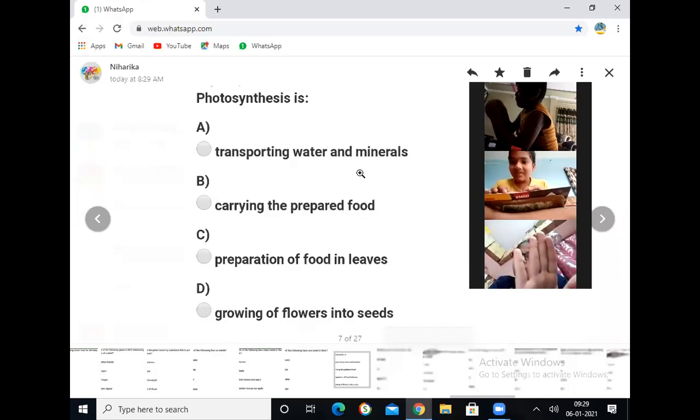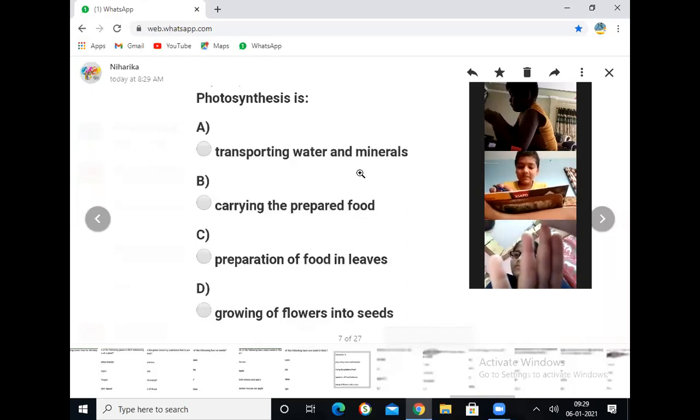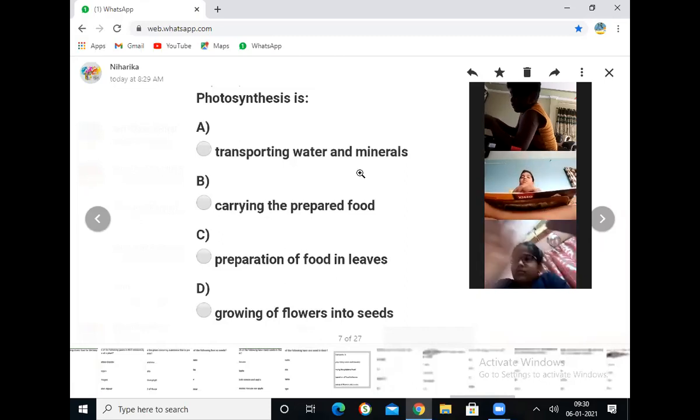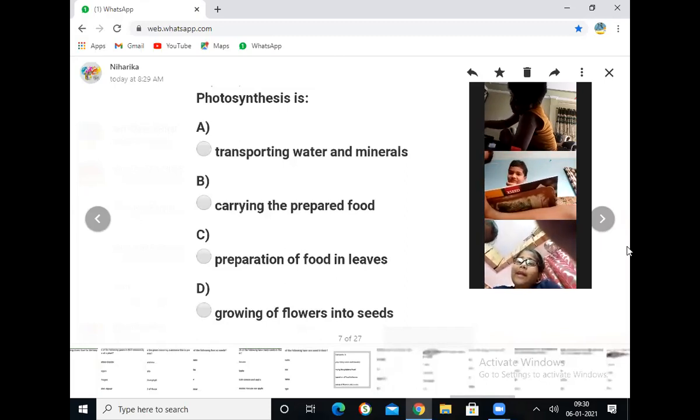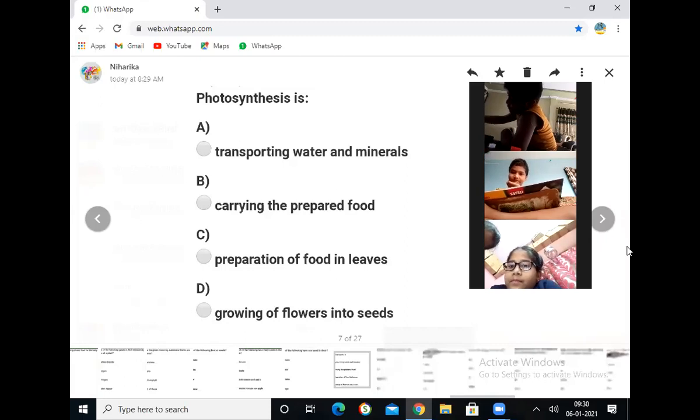Preparation of food. Yes, teacher. Okay, fine. What about you, Amisha? What is the answer? Speak out. Ma'am, preparation of food in leaves. Yes, the right answer is preparation of food in leaves. Photosynthesis occurs only in the leaves.